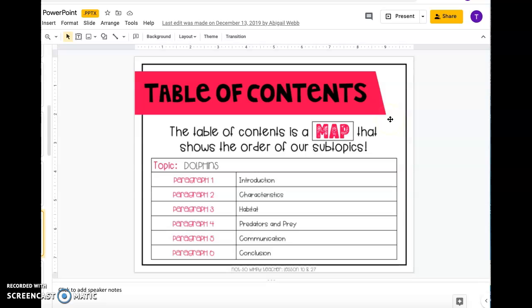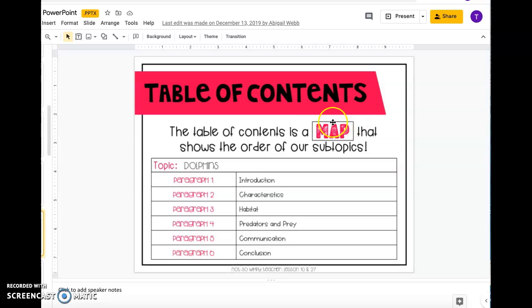And the reason we have a table of contents is so that our writing is organized, and that way the reader can use that table of contents to know what information is going to be found in the report and where they can find that information. And then it helps the writer, which is you, keep your information organized.